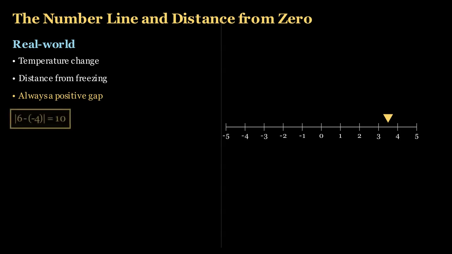Notice we used the idea of distance on the number line. From -4 to 0 is 4 steps, and from 0 to 6 is 6 steps, making 10 steps total. This same method works for any two numbers, just find the distance between them by taking the absolute value of their difference.